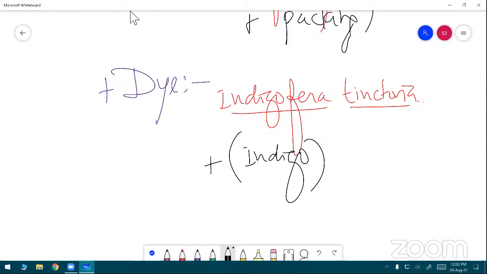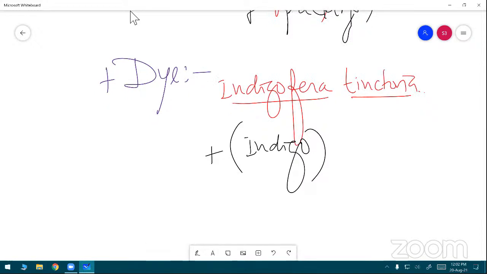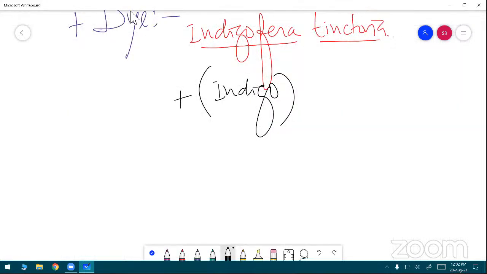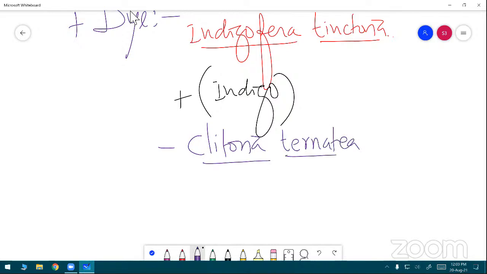And one more dye plant, that is Clitoria ternatea. It is called in Tamil Sankupu. Already you have studied its detailed botanical description. Did you study the botanical description of Clitoria ternatea? Yes, sir. That is Clitoria ternatea. Here, ternate is the pronunciation. It's a word, but you have to pronounce it ternatea.